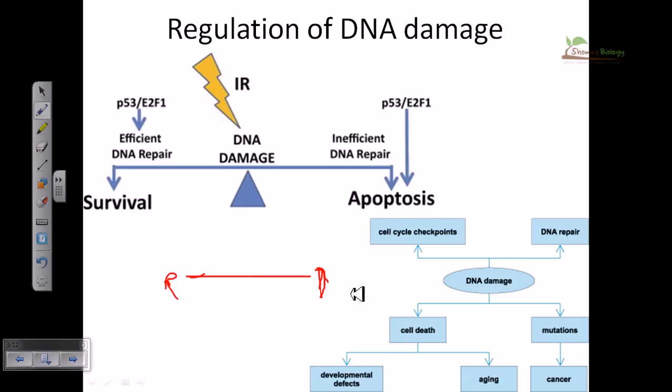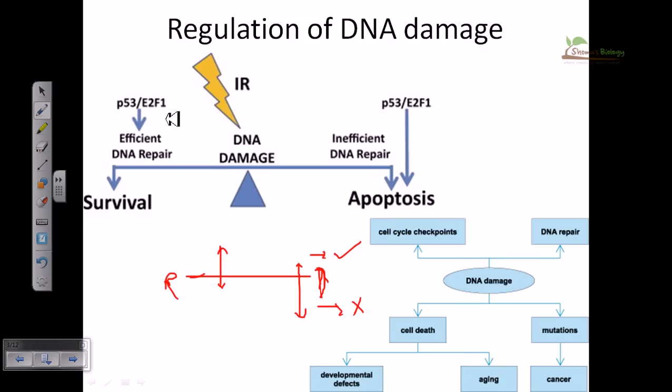So there is a relation between repair and damage. If repair is high enough and damage is low enough, then the cell will remain healthy. If the repair mechanism is low enough and the damage is high enough, in that case the cell will die. So this ultimately leads to the death of the cell, or to the proper functioning of the cell, right?